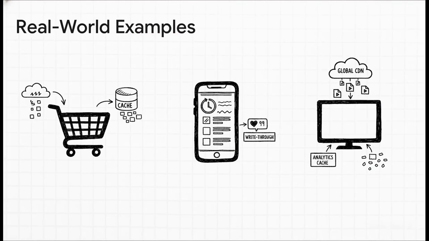Think about a big e-commerce site. They're definitely using CDNs for all those high-res product photos and a distributed cache for the product prices and descriptions. A social media app. They're probably using an LRU policy for your feed. What's recent matters most, but a super strict write-through for something like a like counter because that has to be accurate. And a streaming service? They are all in on CDNs for the actual video files, but might use a write-back policy for collecting anonymous viewing data in the background without slowing down your show.